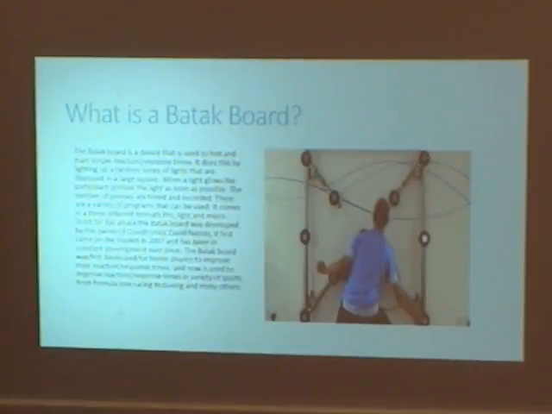So it's actually been around, not in Australia for very long, but in Europe for quite a while, and he just keeps on making it better, refining it. Well, the Batak board was first developed for tennis players to improve reaction time, and now is used to improve reaction response times for a variety of different sports.